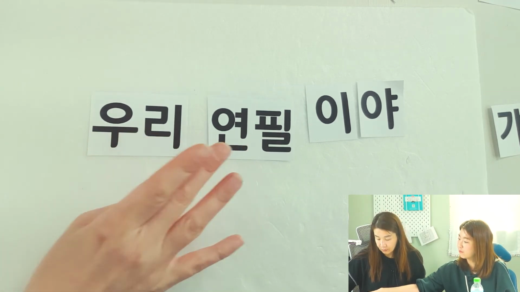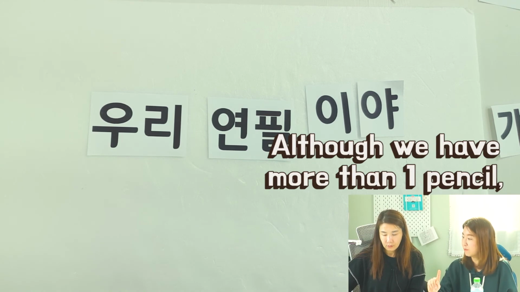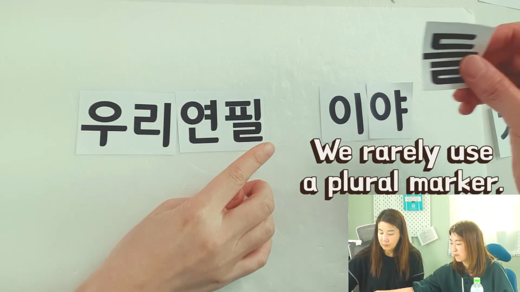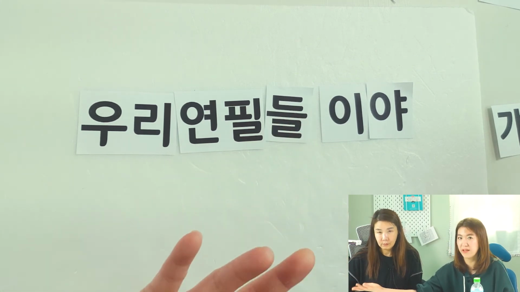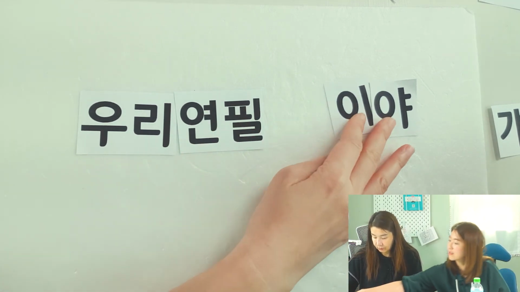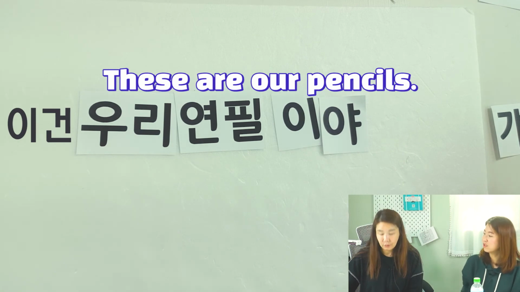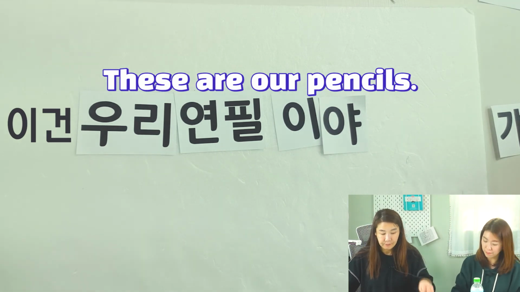Even though you have more than one pencils, we don't use plural marker 들. So we don't say 이건 우리 연필들이야. We don't say like that. We just omit 들 and just say 이건 우리 연필이야. That's right.